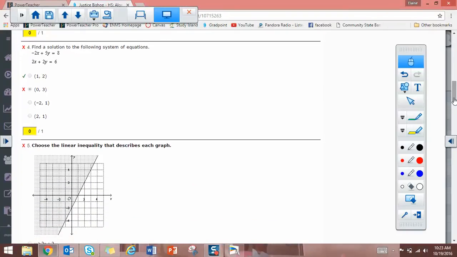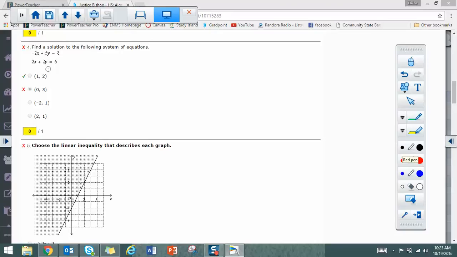Four asks you to find a solution. Again, you can use substitution or elimination. When the variables are set up lined up underneath one another, elimination is usually easiest. And this one's actually already set up so that you can see the coefficients on the x's are already opposite, -2, +2. So if we just simply add these two equations together, -2x plus 2x, that's 0. 5y plus 2y, that's 7y. And 8 plus 6 is 14. So you get 7y equals 14.